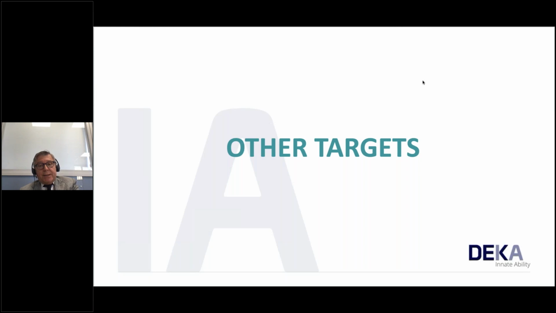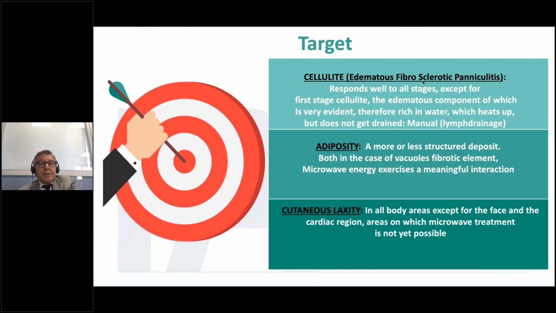But we have other targets. We discovered them by chance because at the very beginning, we were concentrated on the fat and the reduction, elimination of the fat. But then we discovered across some pictures that there were other targets and an improvement, for example, of the cellulite, edematous fibrosclerotic panniculitis, and even the cutaneous laxity.